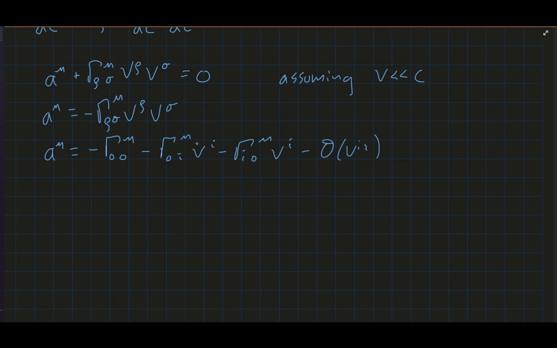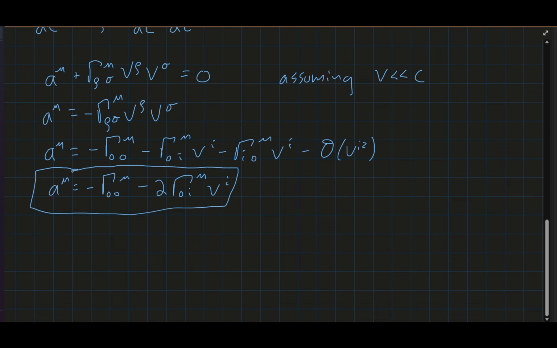Now we can make use of the symmetry of the Christoffel symbols. Since they're symmetric in the lower indices, we can collect these two terms together. We get a^mu is minus Gamma^mu_00 minus 2 Gamma^mu_0i v^i, like this. So we can also just save this equation for later.